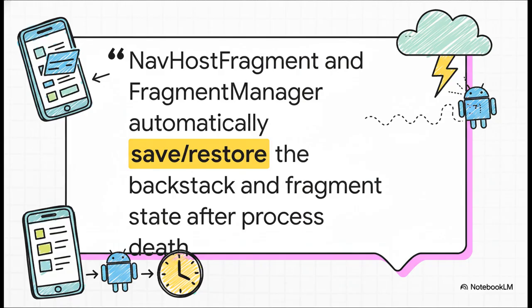Because the navigation state is managed so cleanly, the system can automatically save it and restore it for you. So even if the Android OS decides to kill your app in the background to save memory, when the user comes back, they're right where they left off. It just works. You don't have to write tons of boilerplate code to handle it anymore.